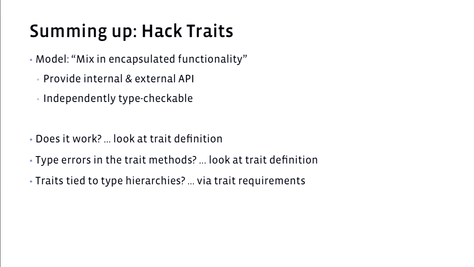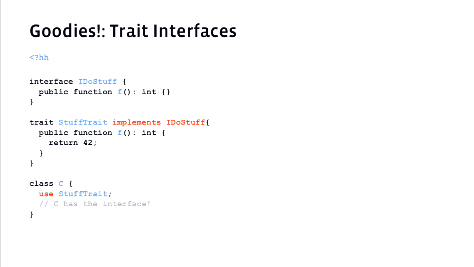And you might be in a mixed HH PHP code base where there might be other classes that are PHP that are using this trait. And you still get all of the same code reuse benefits of PHP 5 traits. So traits have their own little goodie, and that is trait interfaces. So we noticed a lot of code that looked like the code on the left. So you have an interface, I do stuff, and the stuff that it does is that it defines a function f.